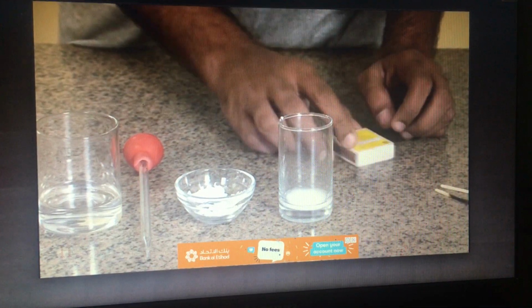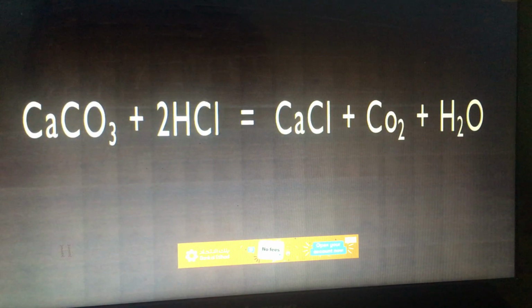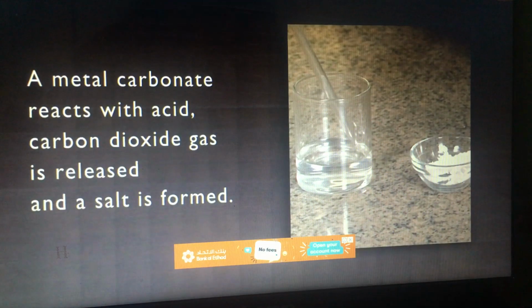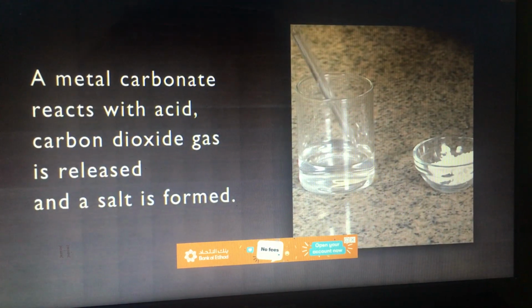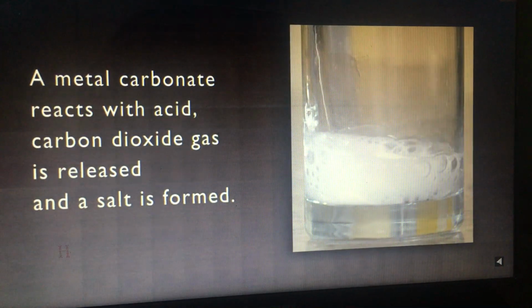This comes from the reaction of calcium carbonate with hydrochloric acid, which forms calcium chloride, carbon dioxide, and water. A metal carbonate reacts with acid. Carbon dioxide gas is released, and a salt is formed. You can try similar experiments with other carbonates and acids.